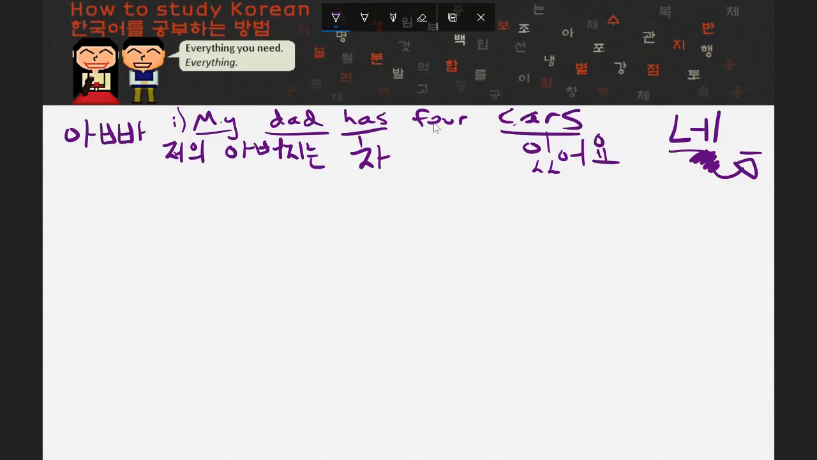So if I want to indicate that I have 4 cars, I have to put this here, and I need to use the counter for vehicles, which is de. So I'm going to put de here, and anytime I want to indicate that I have something, I need to put this particle on the thing that the person has. So in this case, this whole sentence would read, 저희 아버지는 차 4대가 있어요.